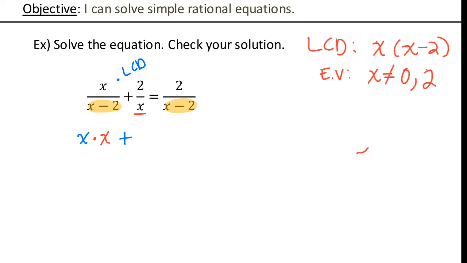And then plus, I'm going to take the second fraction and multiply by the LCD. I'm going to take the top number, which is 2, times whatever's not in the denominator. So the x is going to cancel with this x here. So I'm left with x minus 2. And that equals my next fraction times the LCD. I put the 2 in the front. It's going to be 2 times whatever's not in the denominator. So x minus 2 cancels with this x minus 2, and I'm left with x. So that's 2 times x.